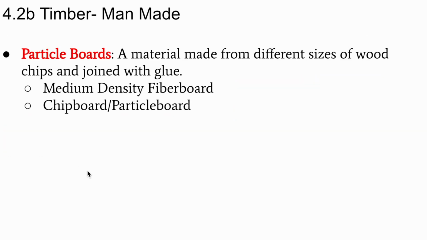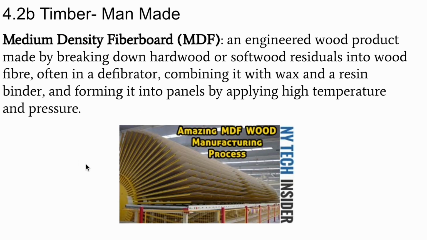Particle boards are materials made from different sizes of wood chips, and they're glued together. And that's medium density fiberboard and chipboard. With medium density fiberboard, this is an engineered wood product made by breaking down hardwoods or softwood residuals into wood fiber, often with a defibrillator, combining it with wax or a resin binder, and forming it into panels by applying high temperatures and pressures. Essentially, what they're doing is they're using sawdust. So they're using a waste product in order to make these boards.